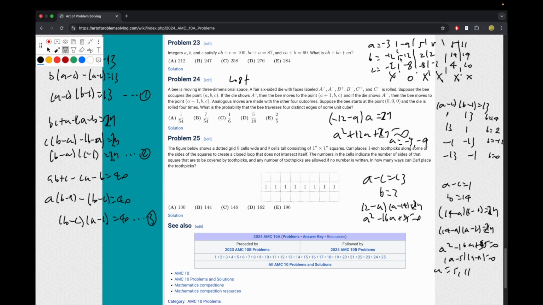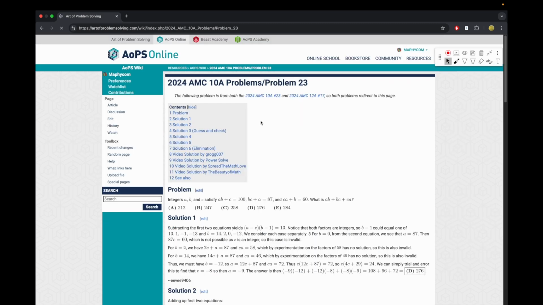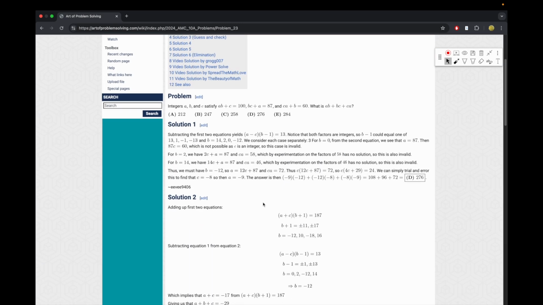Plus 96 plus 72 equals 180, 200, yeah, these are the answer. Oh, my calculation error led to a big problem, so let's check if we got it right. I got D. Yay, so it is right, but how did they solve it?